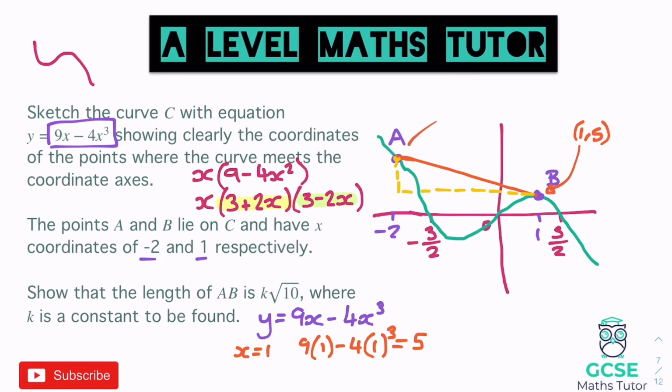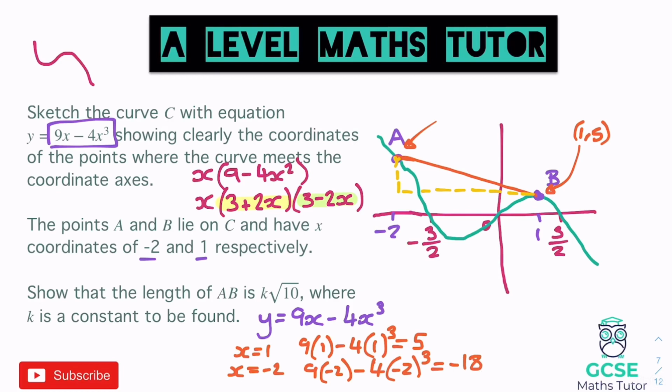And for point A, which is not necessarily any harder, but a little bit harder, because we have x equals negative 2. So we have 9 lots of negative 2, and then we're going to take away 4 lots of negative 2 cubed. 9 lots of negative 2 is negative 18. So we have minus 18.